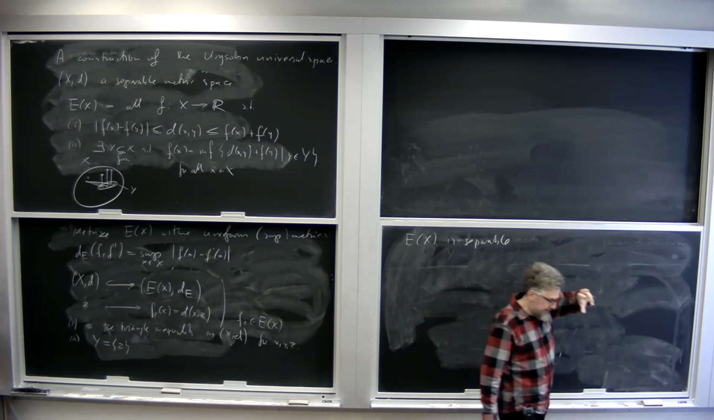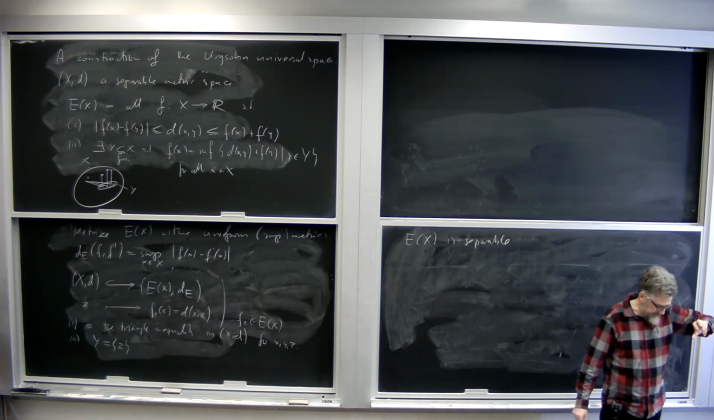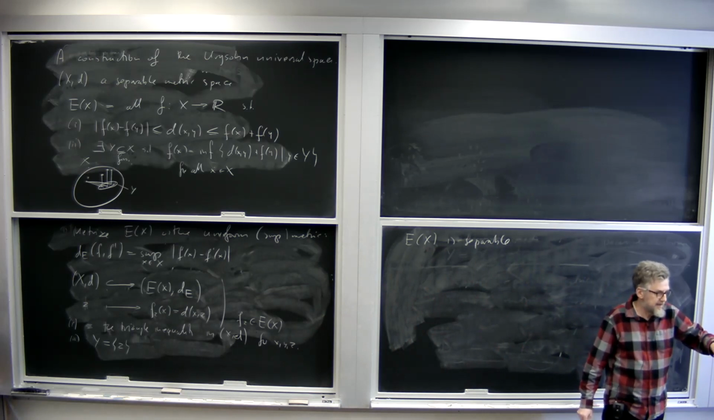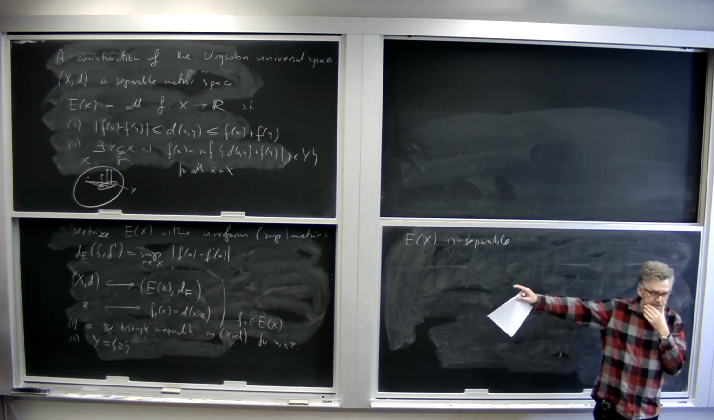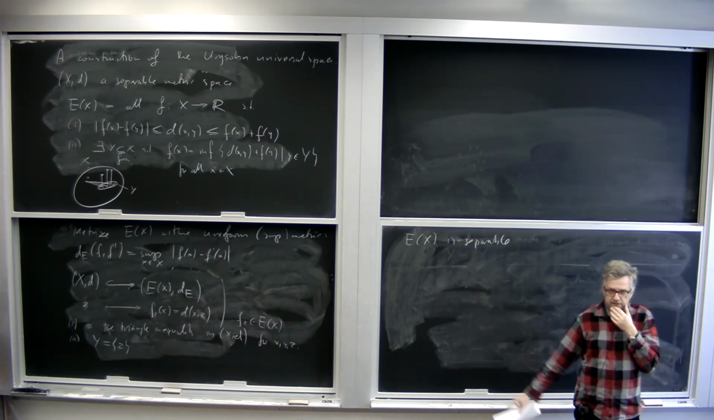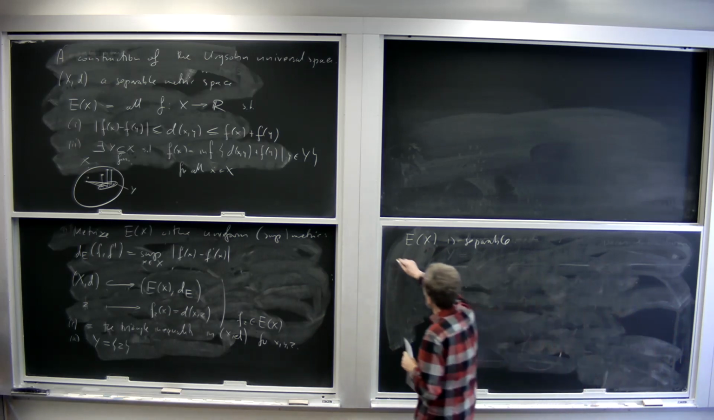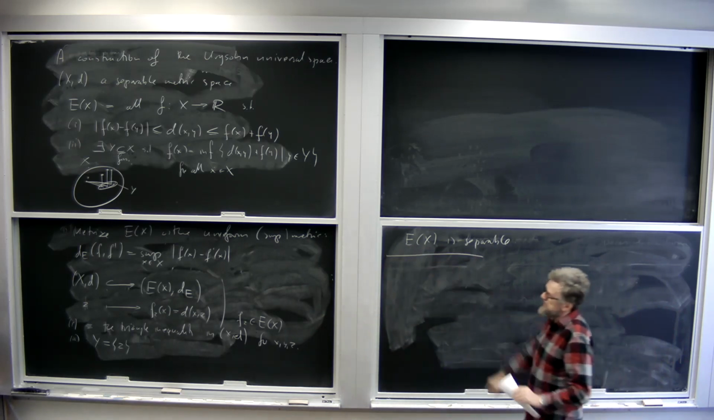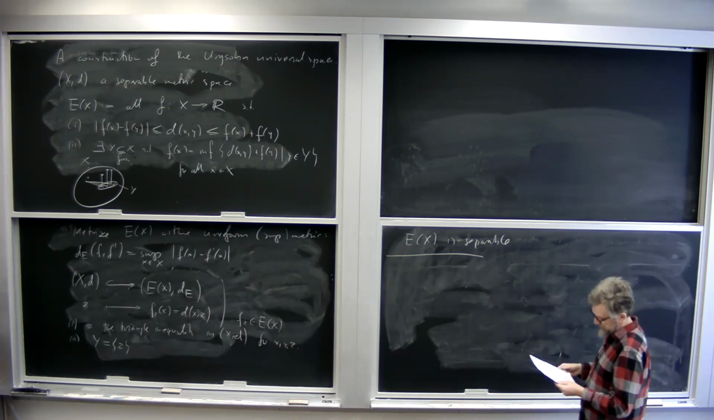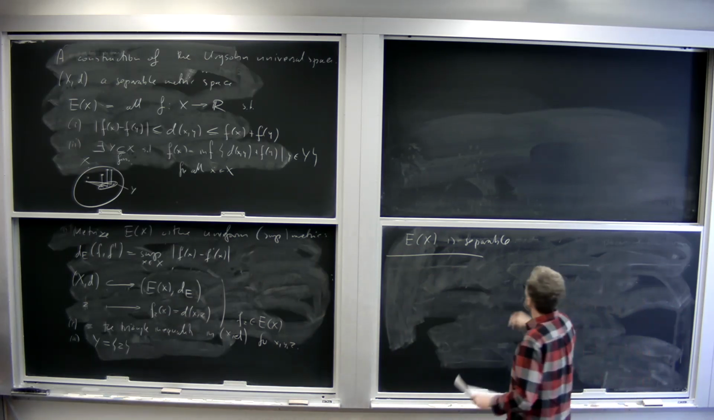and I only look at functions that are finitely supported, with the finite support included in the dense countable set, there are only countably many such functions. Then this is the dense set. So I will leave it to you. So E of X is separable. We are using this finite support here.